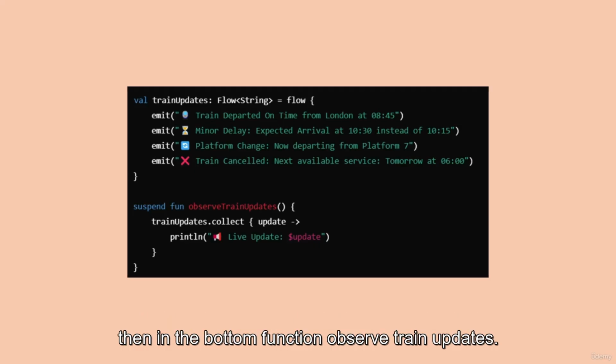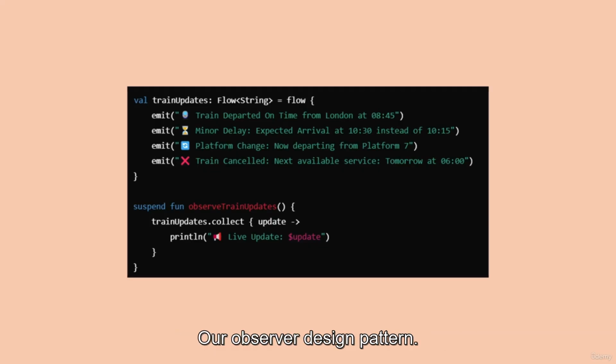And then in the bottom function, observe train updates, our observer design pattern, you can see now how this is all tying together. Well, we simply just collect those events. We react to them. This is reactive programming.